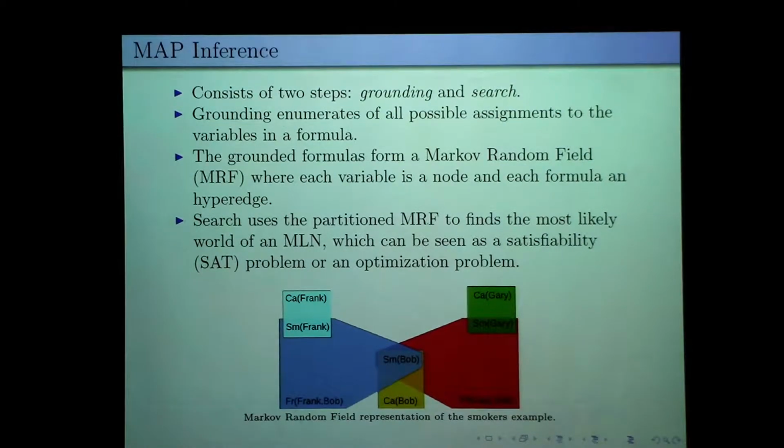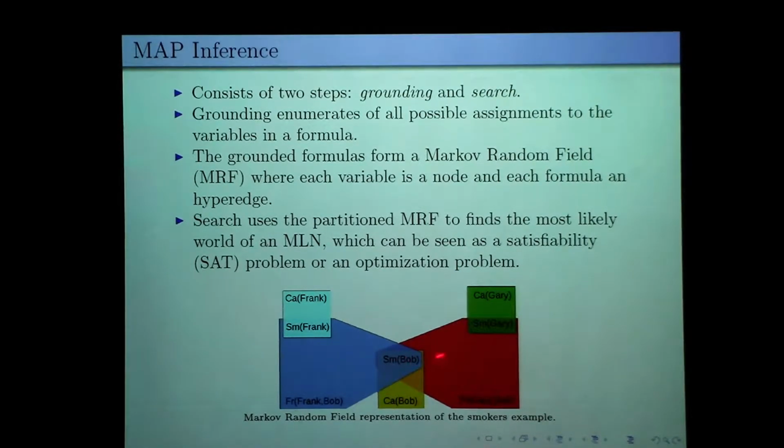So this was a small example. Now I'm going to tell you more in detail about this process, the inference process. As you could see, it was divided in two steps, grounding and search. And as I said, grounding enumerates all the assignments to the variables in the formulas. Once the formulas are grounded, you can see that they represent a Markov random field, where each variable is unknown.